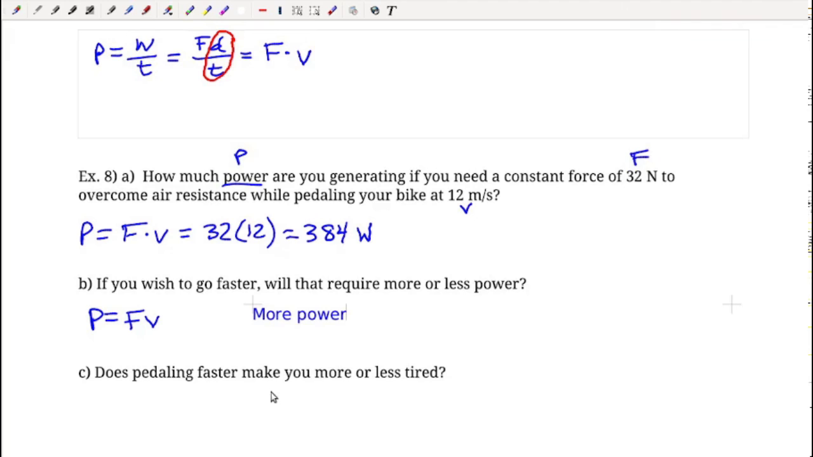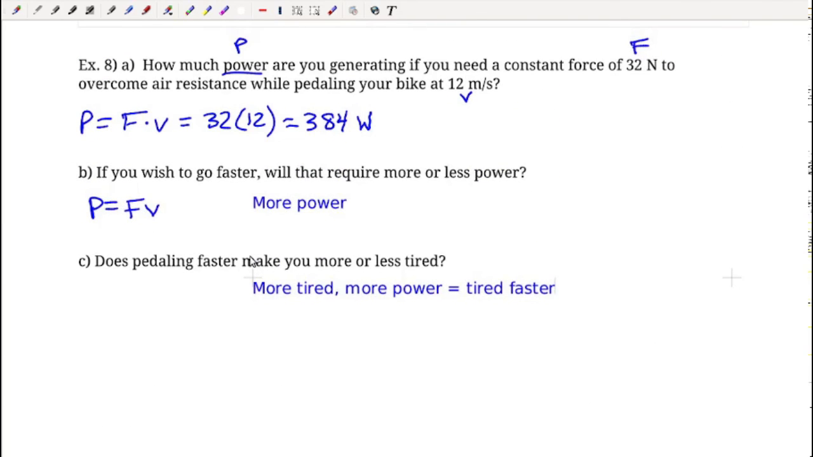And does pedaling faster make you more tired or less tired? I don't know how many of you ride bikes, but you definitely get more tired when you go faster. So again, more power equals tired faster. More tired, tired faster, whichever way you want to look at it.